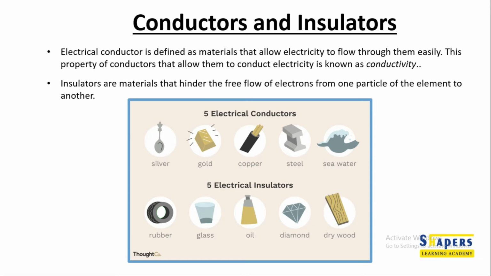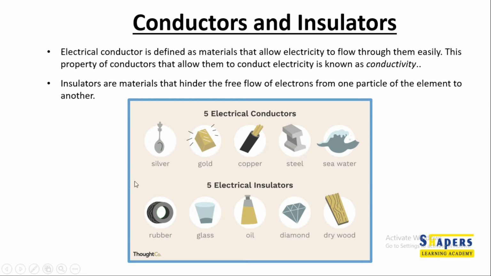You can see any transmission wire or any object which carries electricity will be made up of some metal. And these are the 5 common electrical conductors: silver, gold, copper, steel, seawater. And 90% of the time you would see the conduction of electricity is either through copper or steel.